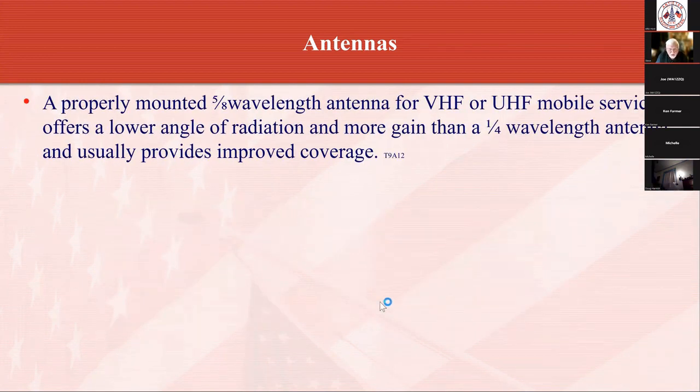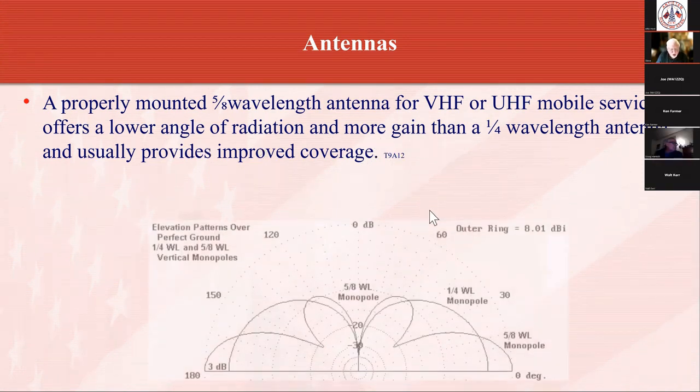Now, there's another kind of antenna, a vertical antenna, where the vertical element, instead of being a half wavelength long, is 5/8 of a wavelength. And that's used in VHF and UHF mobile service. It gives you a little more gain than a quarter wave vertical, and at a lower angle as well. It offers a lower angle of radiation and usually gives you improved coverage.